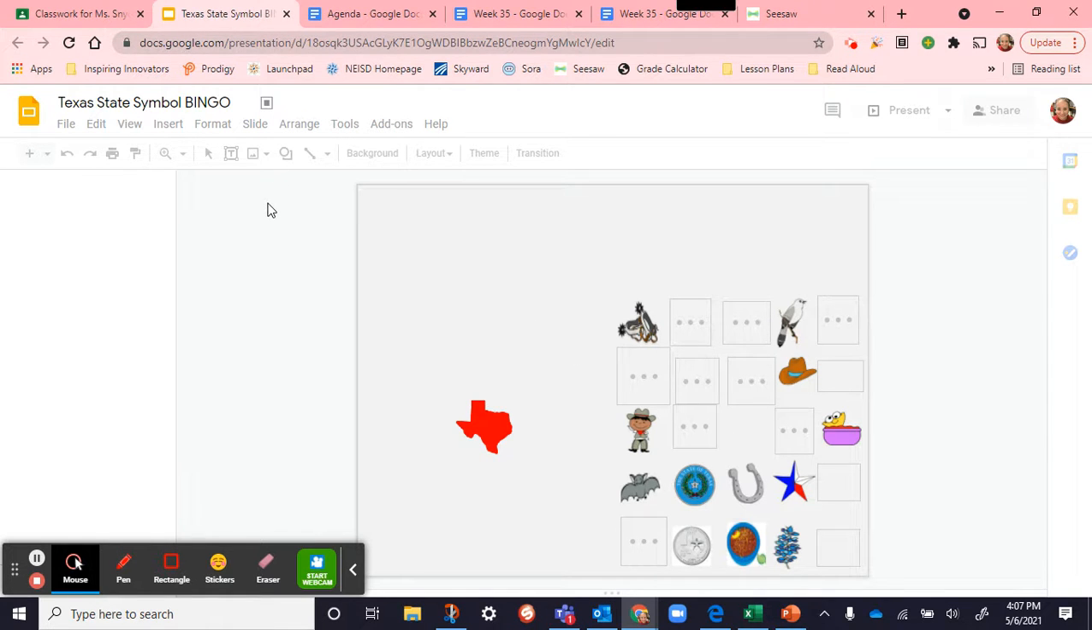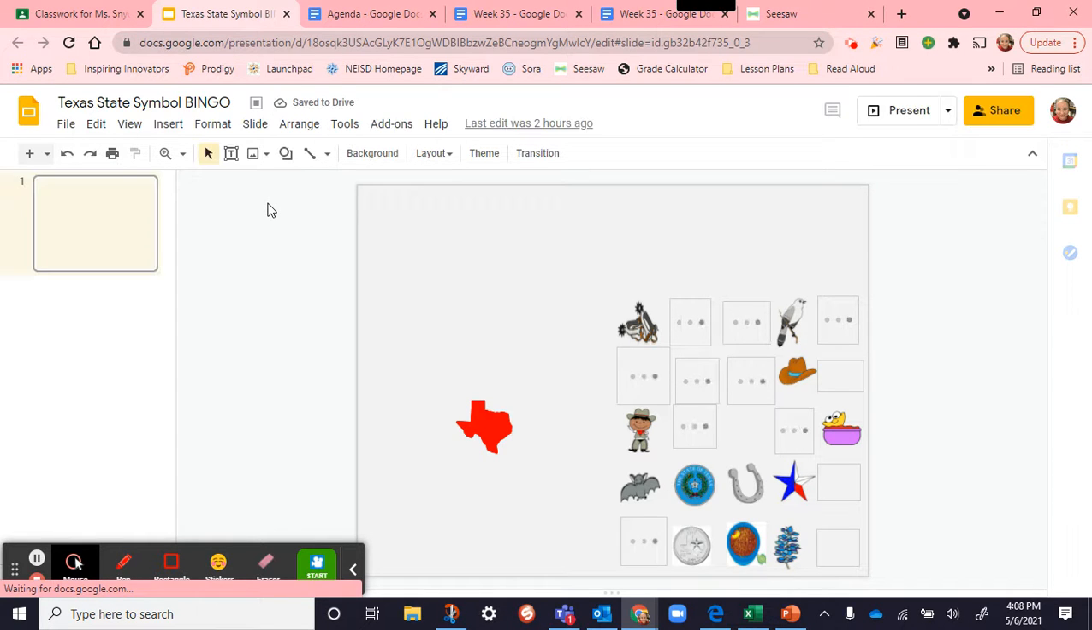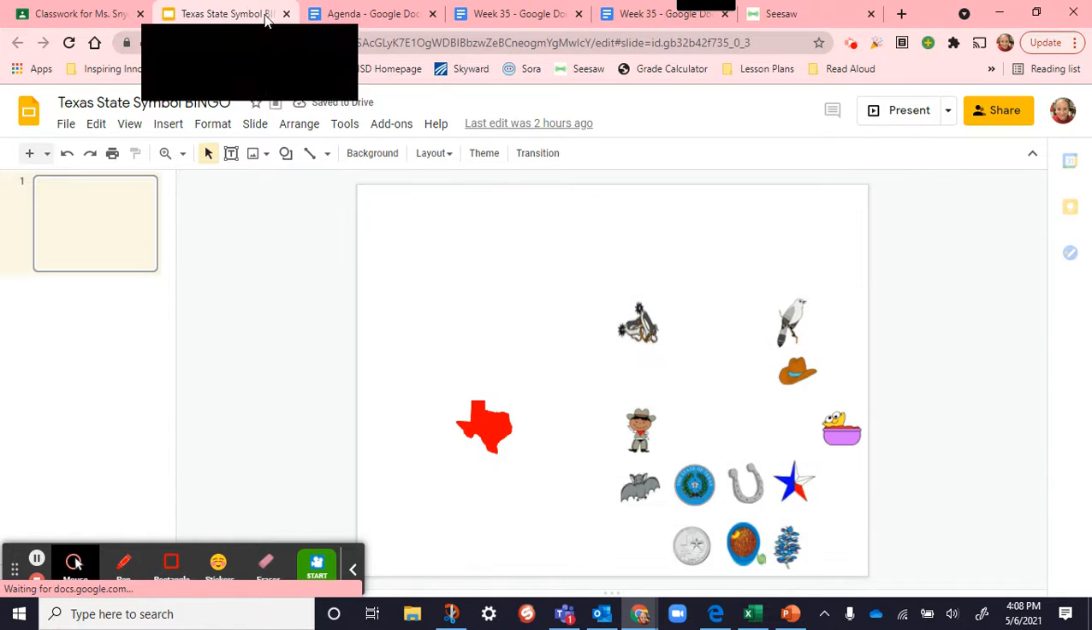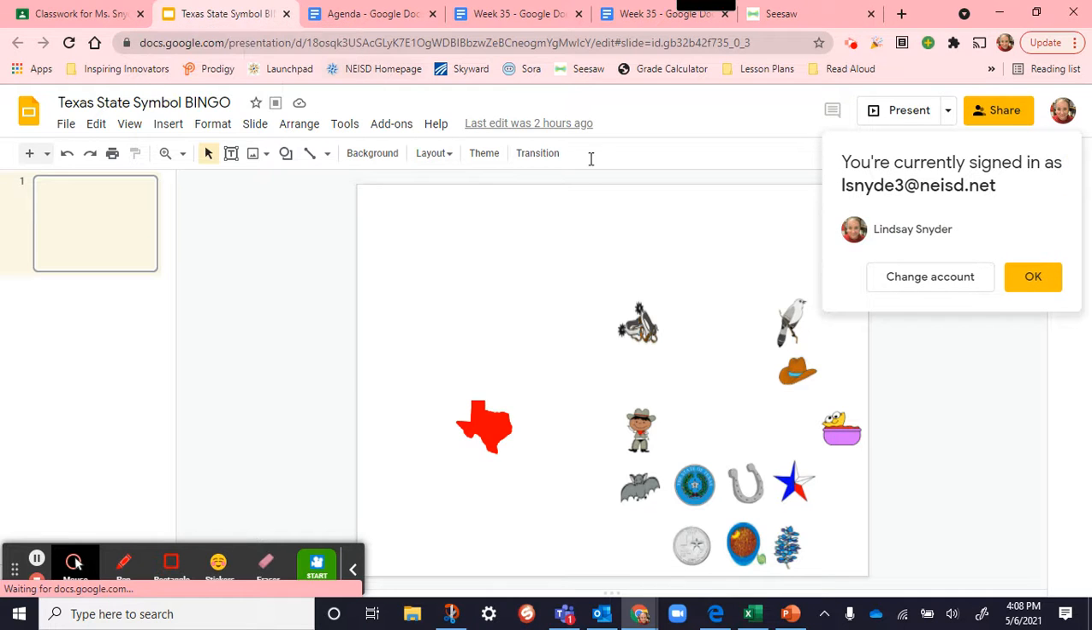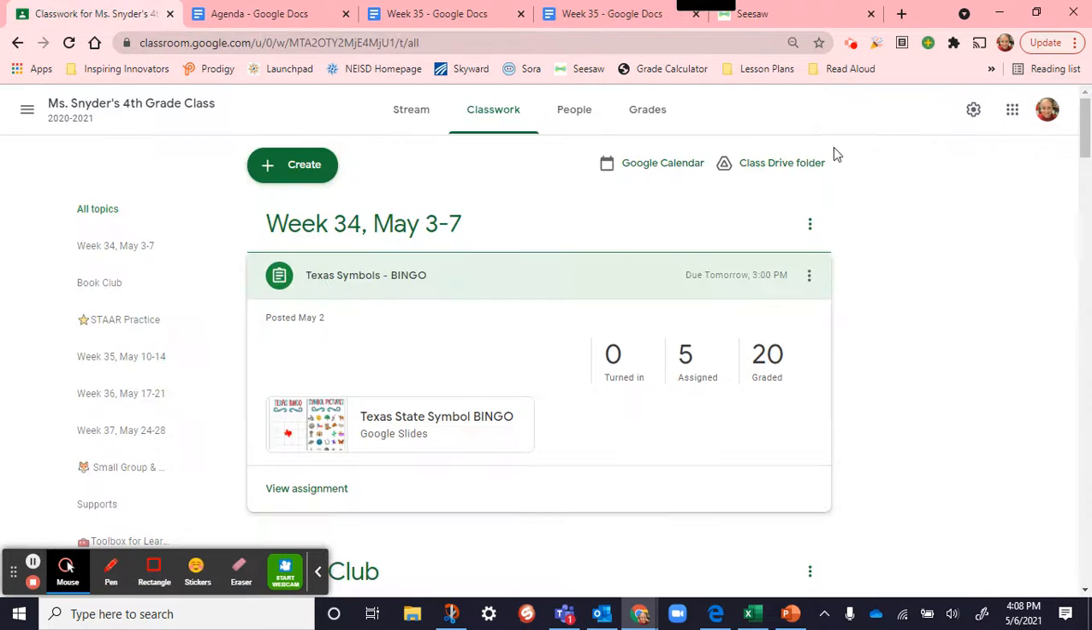So if you missed it, maybe you could write down the different symbols and have someone call them out and do something similar like that if you'd like. Then you can turn that in when you're done with that.